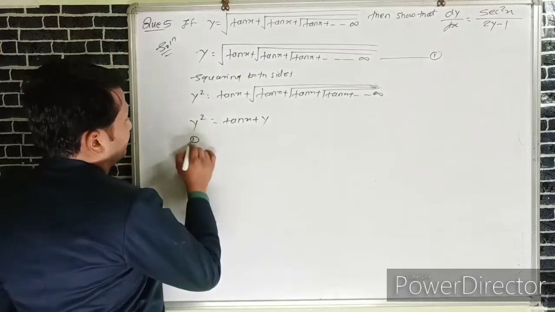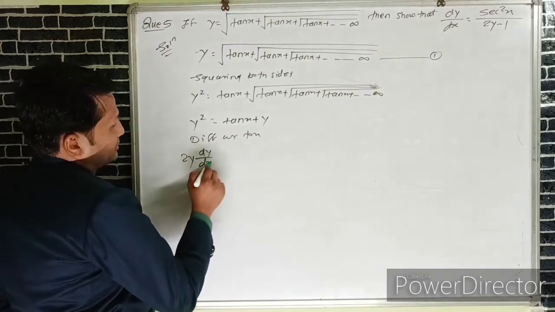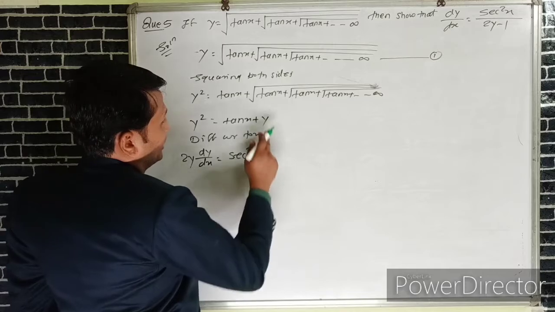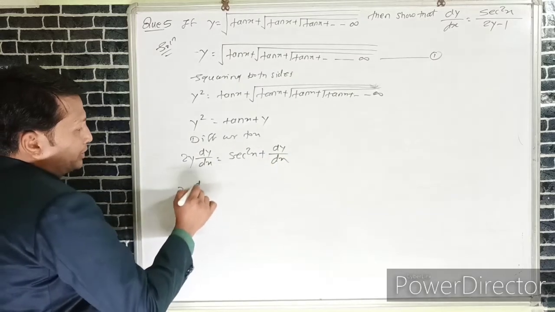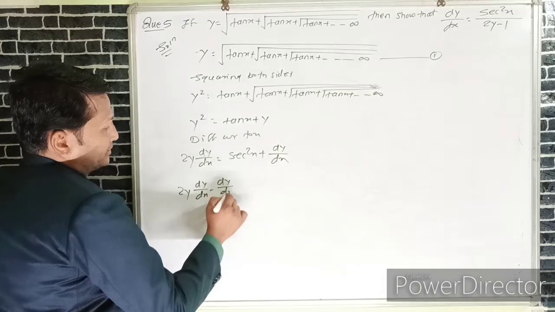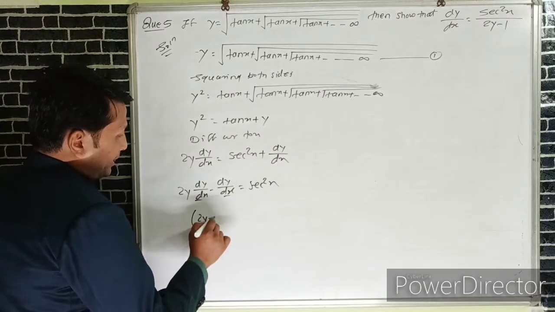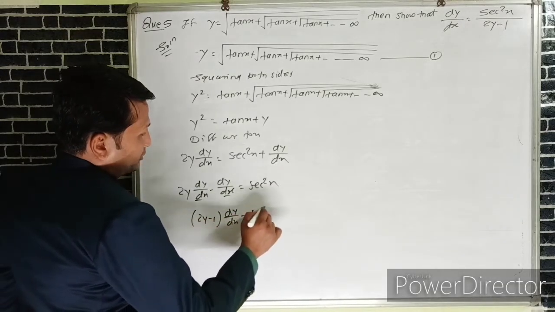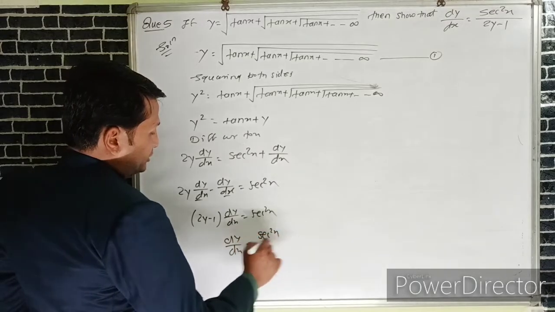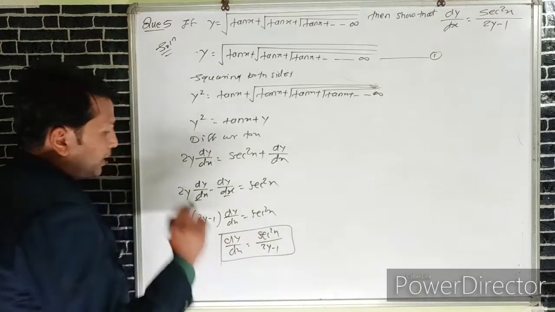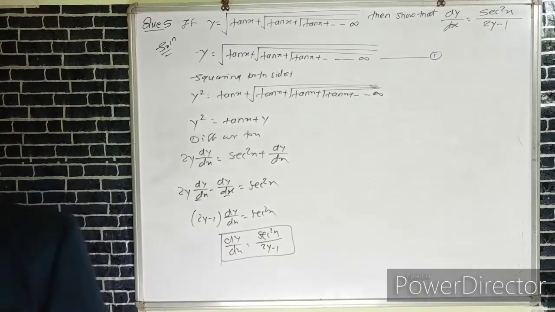Now if we differentiate the given function with respect to x, then the derivative of y square is 2y into dy by dx. Here the derivative of tan x is sec square x, and the derivative of y is dy by dx. If we take this term dy by dx to the left side, then we can write 2y into dy by dx minus dy by dx is equal to sec square x. If we take dy by dx common, then we can write (2y minus 1) into dy by dx is equal to sec square x. Then we transfer this 2y minus 1 to the right side, and we can write sec square x upon 2y minus 1, which is the required proof: dy by dx is equal to sec square x upon 2y minus 1, hence proved.